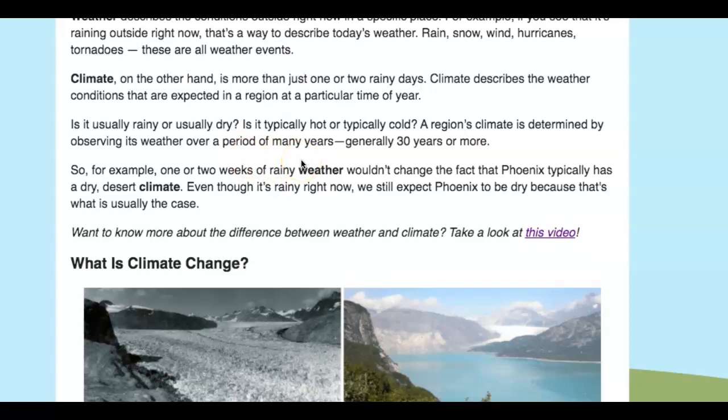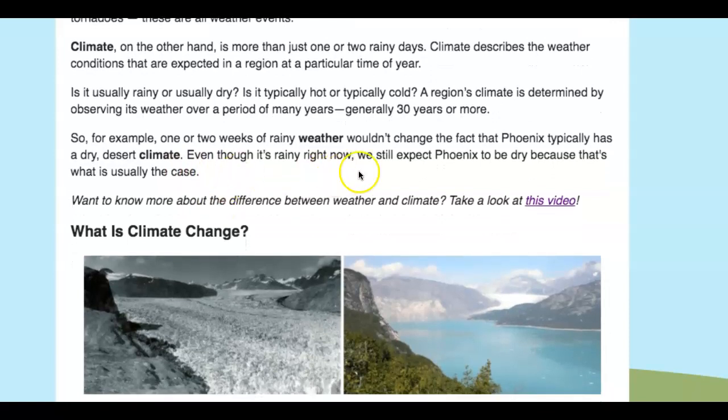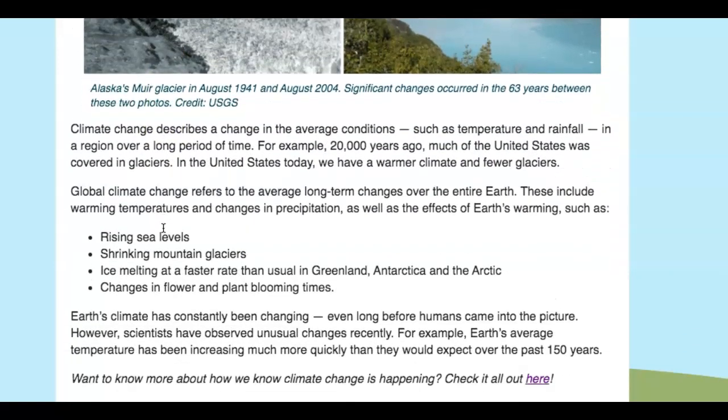And I know you just saw that in your other video. So, for example, one or two weeks of rainy weather wouldn't change the fact that Phoenix typically has a dry desert climate. Even though it's rainy right now, we still expect Phoenix, which is in Arizona, to be dry because that's what is usually the case. Okay.